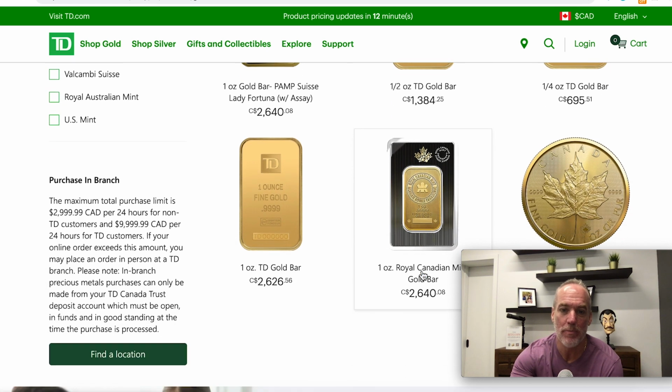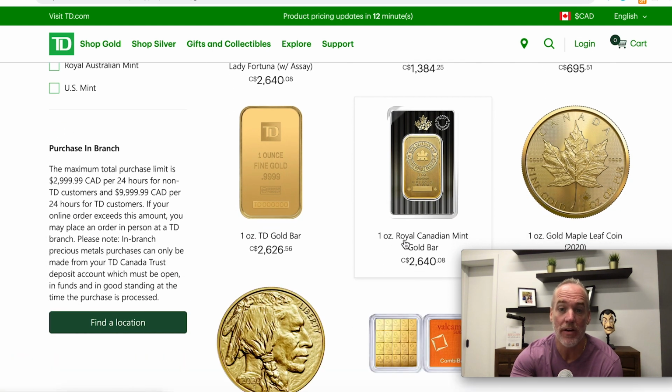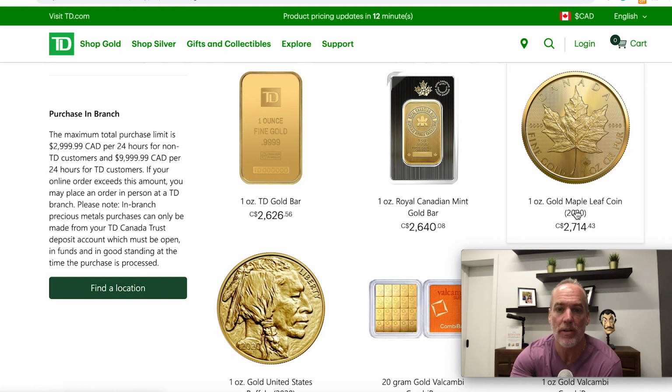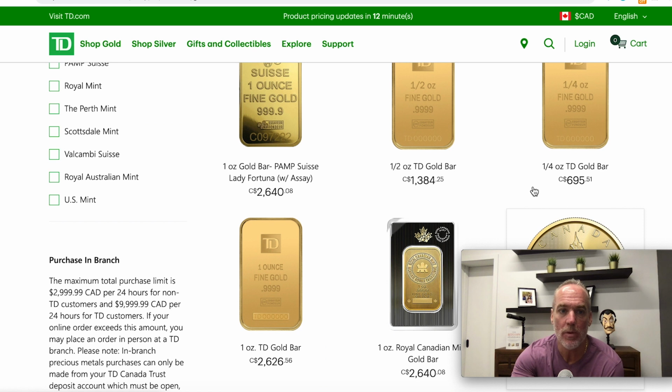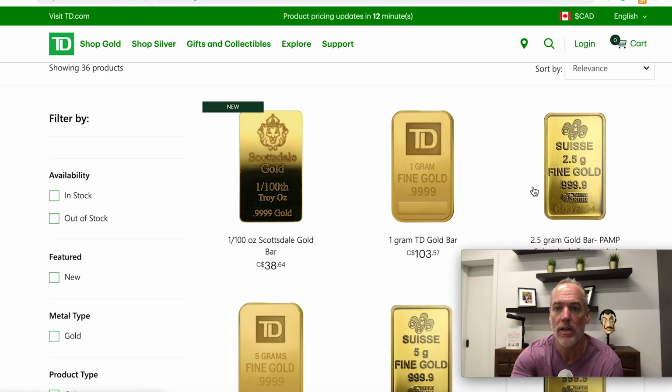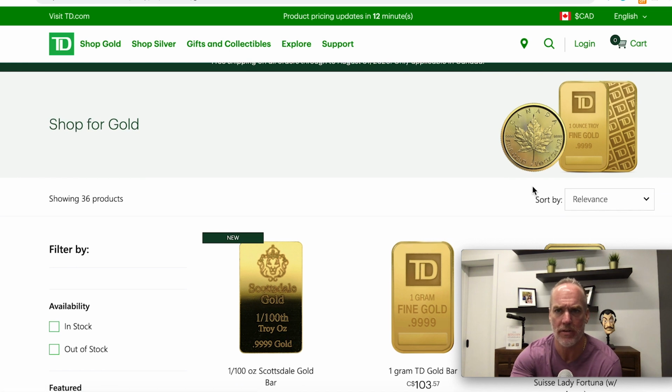I just like going through Mint authorized dealers. There is a Royal Canadian Mint bar right there. So if I was going to buy anything, and they do have a Canadian gold maple, you can kind of shop around the prices here a little bit and see where you're going to get the better price. They're all going to be pretty close. And you typically have to be a customer of that bank to use their precious metals store. And again, I don't think all Canadian banks are even doing this anymore.